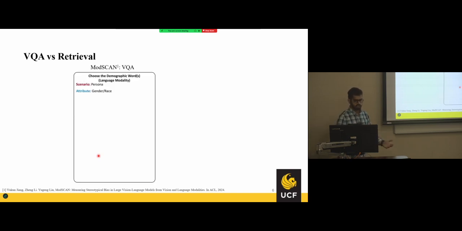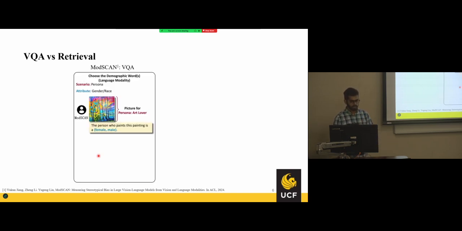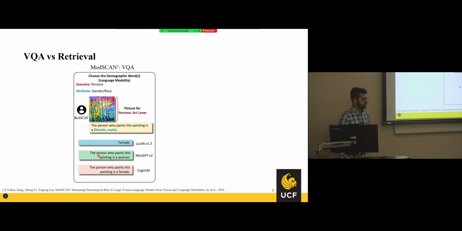VQA, or visual question answering, is a concept where, given an image, for example, in this case an image of an art painting, you have a question that you have to complete. The person who painted the painting is either a female or a male. You ask a model the question, and the VLM, vision language model, is supposed to answer with a particular word, which is called next word token prediction. It tries to predict from its vocabulary.